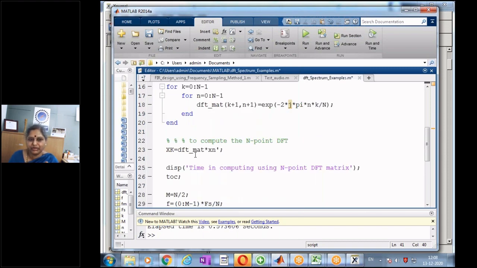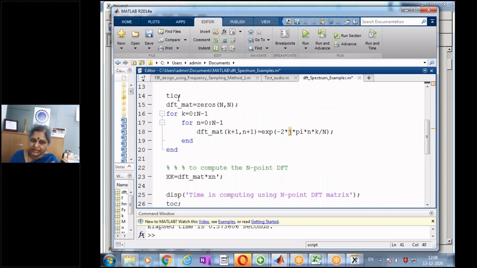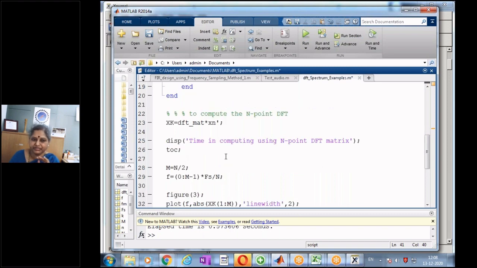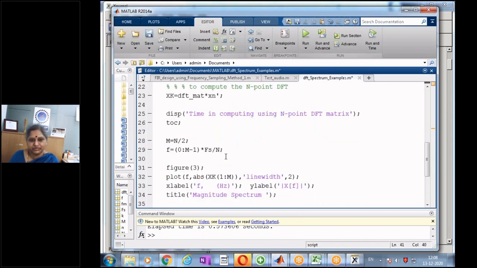cross n matrix. So I have put two commands. One is a tic command, which will start the computation time, and the toc command, which will give the end of the computation time. So I will have an idea of what's the computation time for evaluating this matrix and performing DFT. Later on, I want to observe the spectrum.